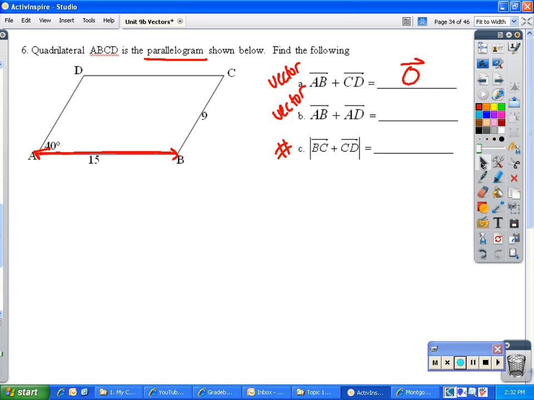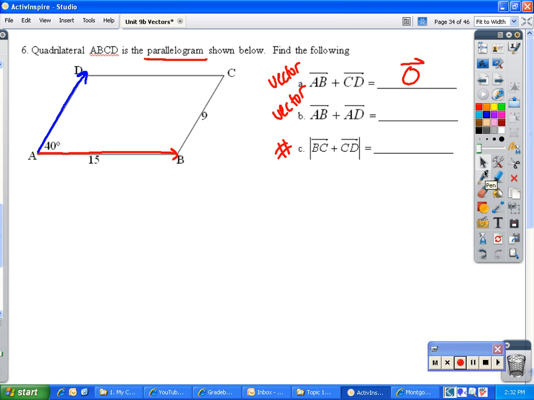All right, next one. And I'm just going to get rid of these right over here. I want to take vector AB plus vector AD. So let me use vector AD, going from here up to here. Once again, we're allowed to move vectors anywhere we want.